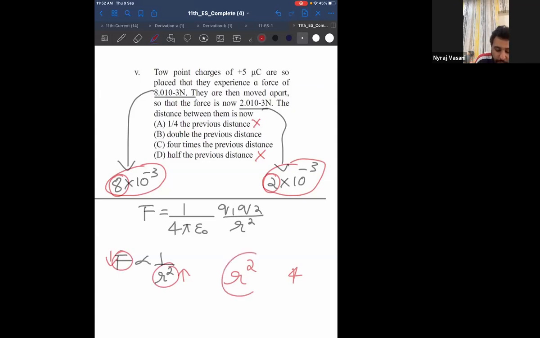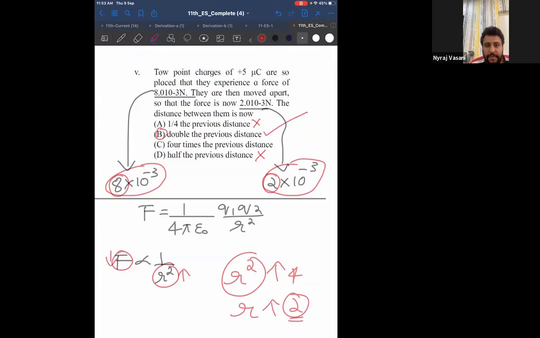If R square has increased by a factor of 4, R has increased by a factor of 2, because the square root of 4 is 2. Therefore, R has become double. Therefore, the distance has become double the previous distance. Easy.